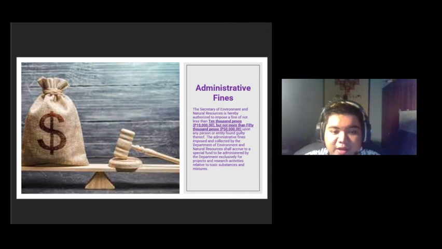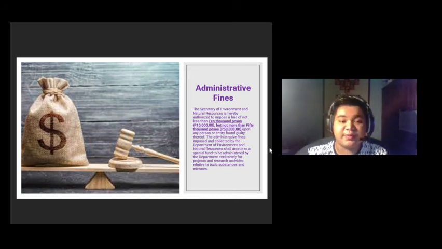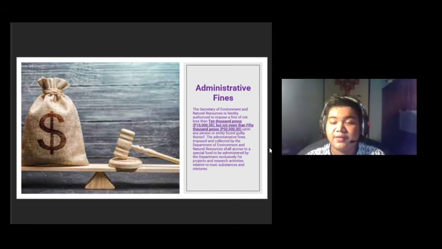The administrative fines imposed and collected by the Department of Environment and Natural Resources shall accrue to a special fund to be administered by the department exclusively for projects and research activities relative to these substances. If these fines are not met, you can face 10 to 12 years and 1 day in jail.